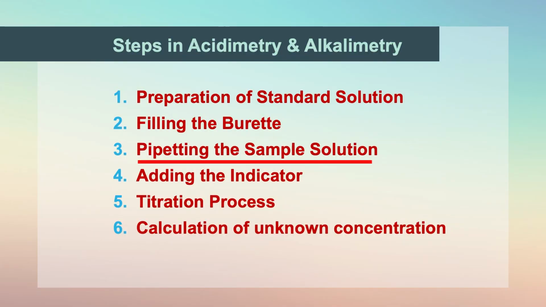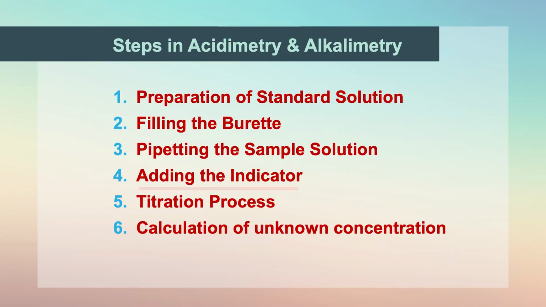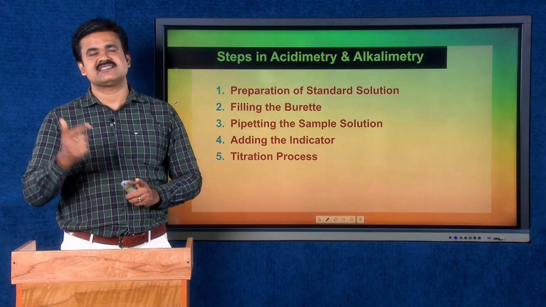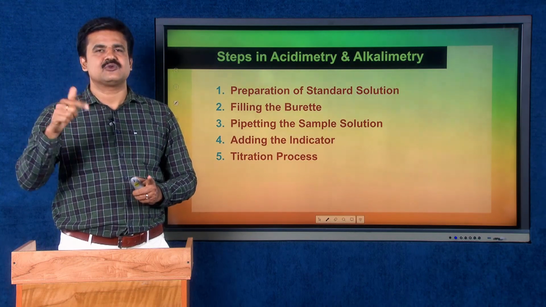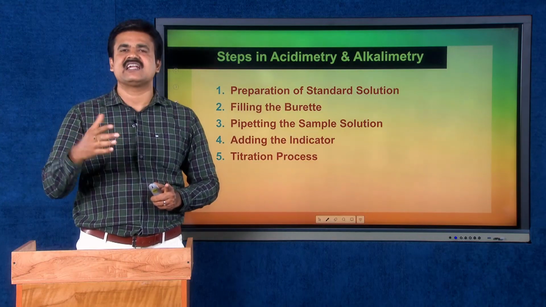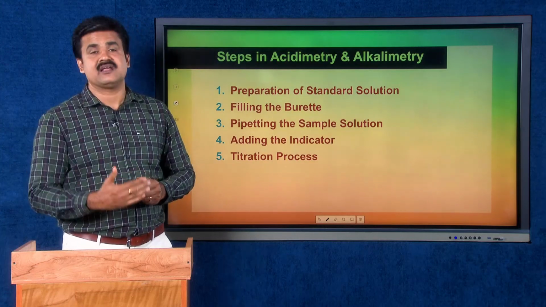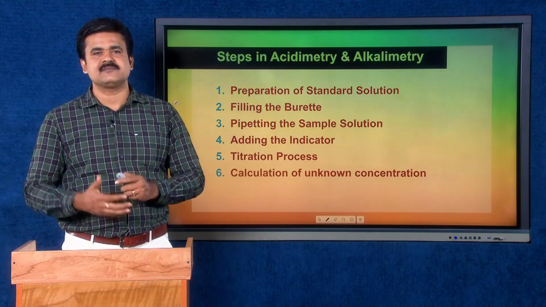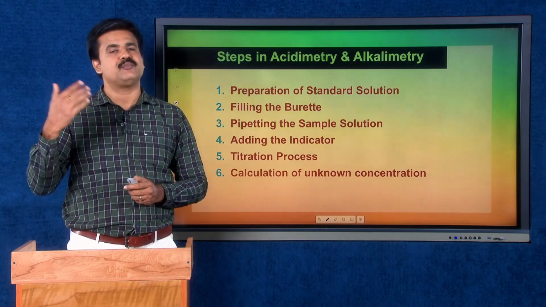In the third step, you are pipetting out the sample solution or the analyte solution, and this solution should be taken in a conical flask, and then you have to add some indicator, and then you perform the titration process. The titration process is the process in which you are draining the burette, which contains the standard solution, into the conical flask which contains the analyte solution. You continue the titration till you reach the end point with the help of the indicators.